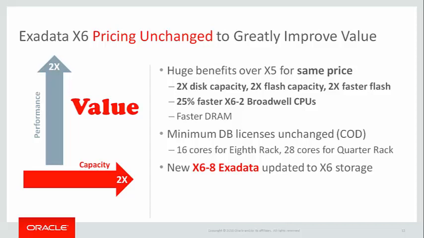The capacity on demand we used to offer, the minimum number of cores, still remains 16 cores for the eighth rack and 28 cores for the quarter rack. And at the same time, when we introduced X6-2 two-socket, we also introduced the 8-socket Exadata. The difference between X5-8 and X6-8 is that the 8-socket X6 has the X6-2 storage servers, so it's been updated with the new storage servers, and the compute server layer remains the same between X5-8 and X6-8. So Exadata offers 2 times the value at the same cost.